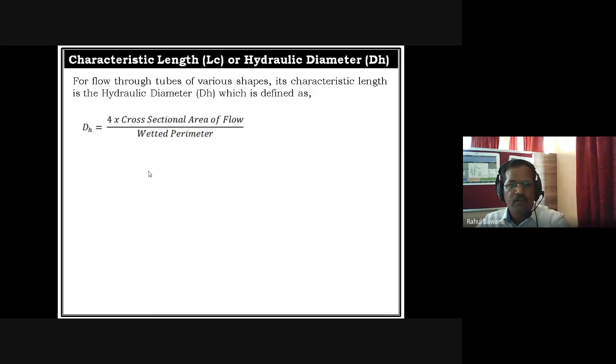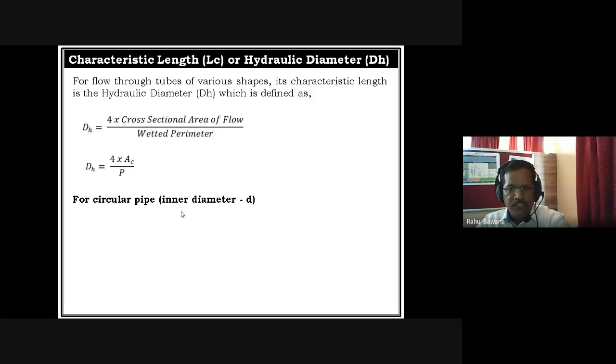Now, what is the hydraulic diameter? Hydraulic diameter is 4 times cross section area of flow divided by wetted perimeter. Whatever the answer is, that is the hydraulic diameter. Remember, 4 times cross section area of flow divided by wetted perimeter. This is not a simple perimeter. This is a wetted perimeter. Wetted perimeter means the perimeter which is in actual contact with the fluid. That is the wetted perimeter.